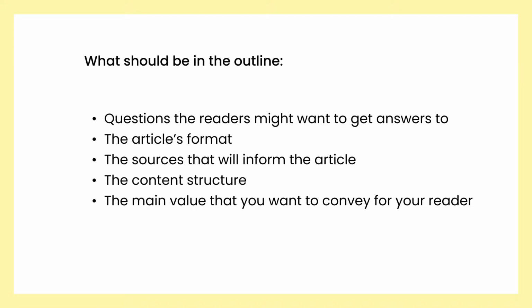Then the writer should review existing content on your website, check out external sources, and talk to experts to pull together data, quotes, and materials needed to write an article. The main deliverable at this stage is an article outline. In the outline, the writer needs to define the following: questions that the readers might want to get answers to, the article's format, the sources that will inform the article, the content structure, the main value that you want to convey for your reader.